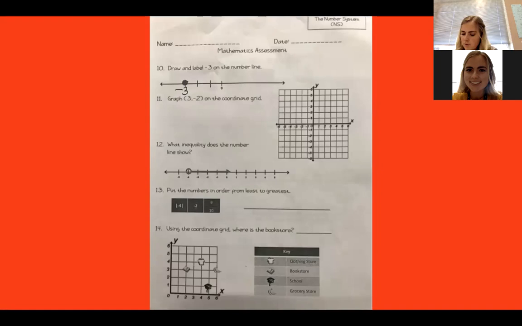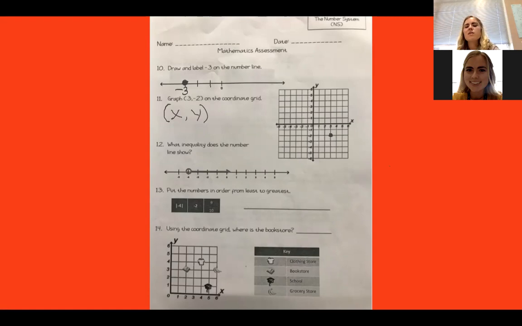Okay, next one says graph 3 comma negative 2 on the coordinate grid. So remember we do x comma y. The x, then y, x, then y. So I go positive 3 on the x, and then negative 2 on the y. So I go down 2 on the y-axis. And that is my point when I label it 3 comma negative 2.